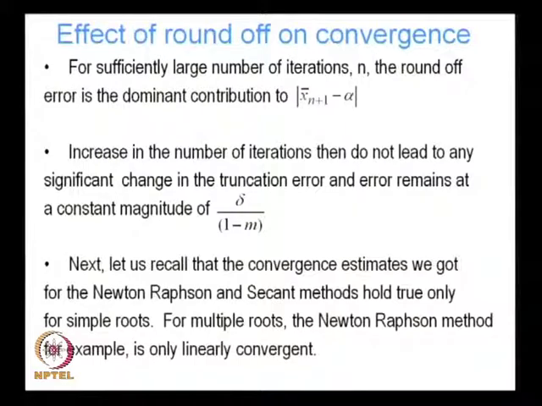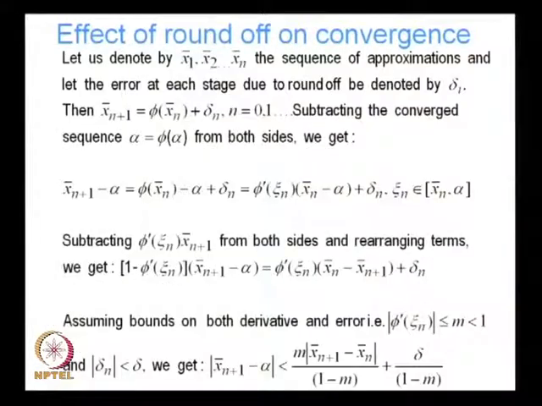For a sufficiently large number of iterations n, the round-off error is the dominant contribution to x bar n plus 1 minus alpha. You can see that, because as the number of iterations goes up, the truncation error is going to become smaller and smaller, right, because my x bar n plus 1 becomes a better and better approximation to my root alpha. So, as I increase the number of iterations, the truncation error is going to go to 0, right. But my round-off error is not going to go to 0. My round-off error is also always going to be there, right.